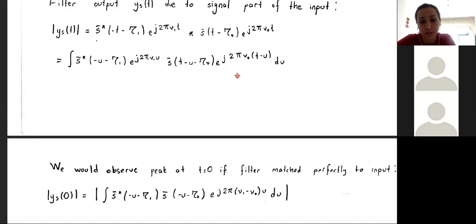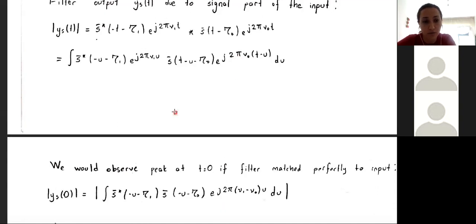Think about those. Let's take a break now before continuing on this one, and we can continue with this in the next lecture.